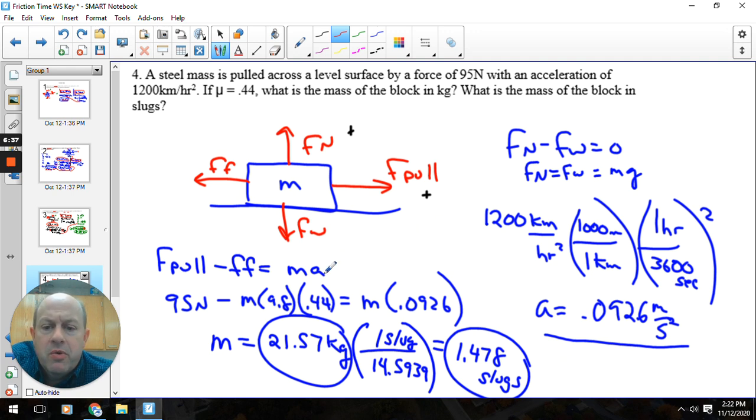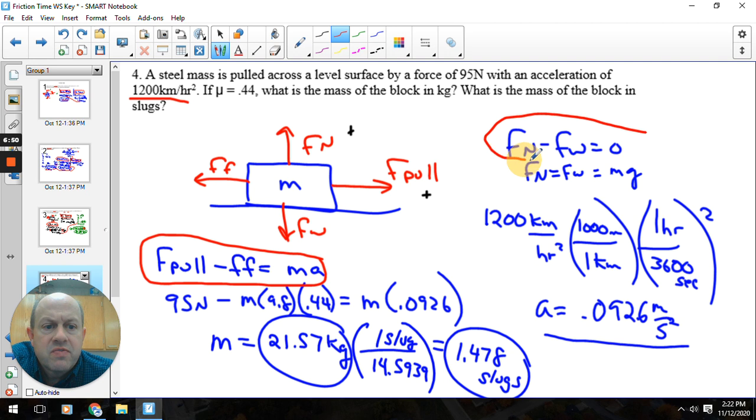So set up our equation. Pull positive, friction negative. So that first equation would look like this, and we know it's equal to ma because it tells us we have an acceleration here. For the vertical equation, I had normal as positive, so weight is negative, and it's not moving in that direction, so it equals 0.